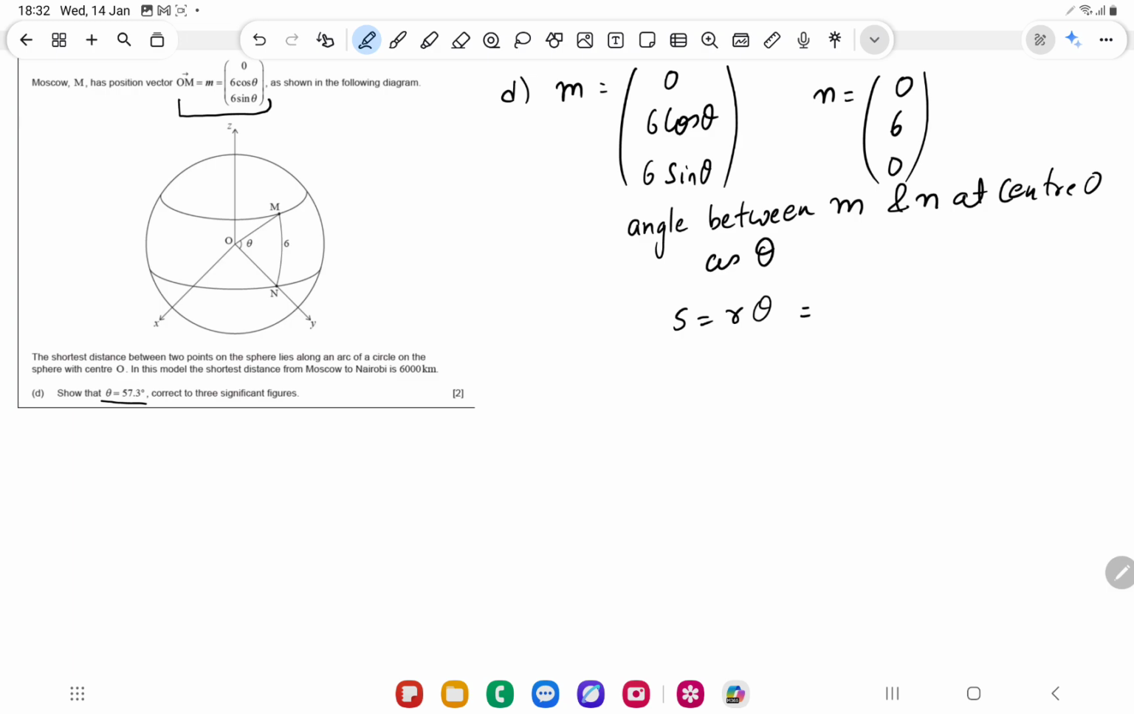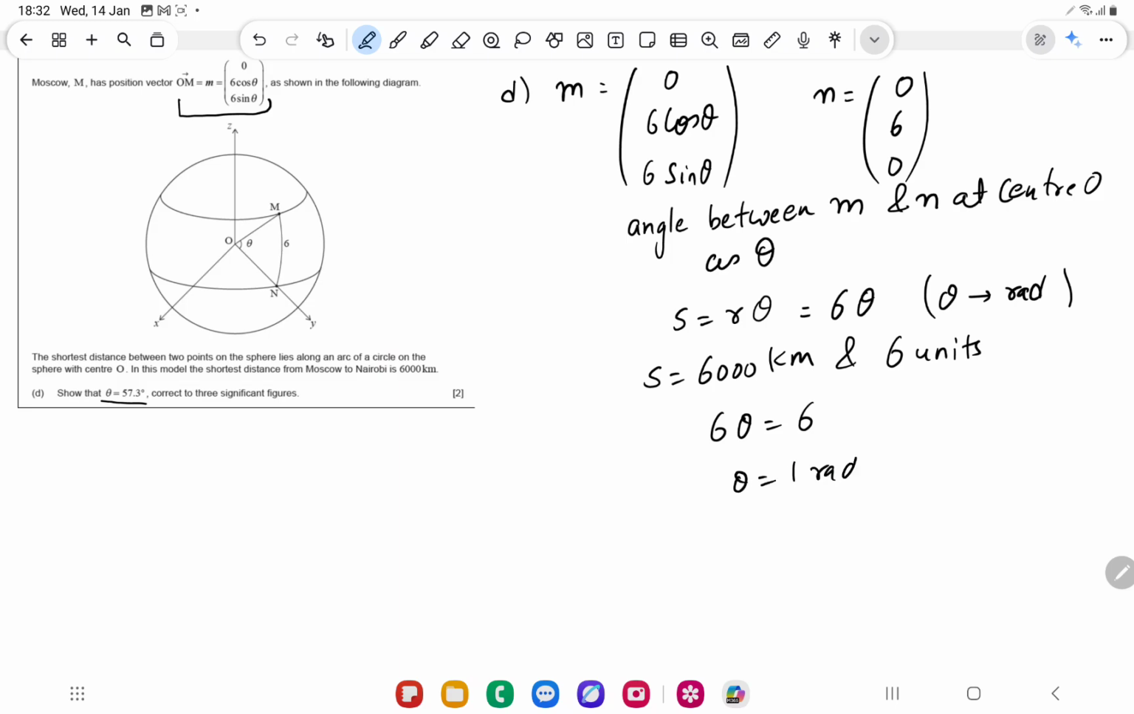Now radius was given to me as 6000, so I can write s as 6 theta, where my theta is in radians. This is important to note. Now given that S is 6000 kilometers, and I can write 6 units, which corresponds to 6000 kilometer. So 6 theta will be equal to 6. So from there I got my theta as 1 radian.